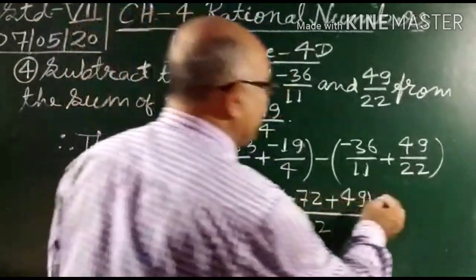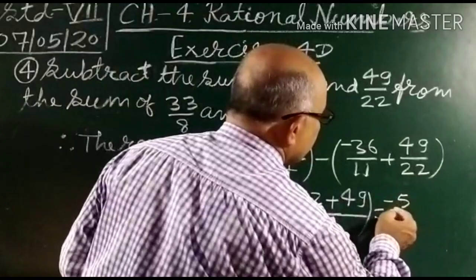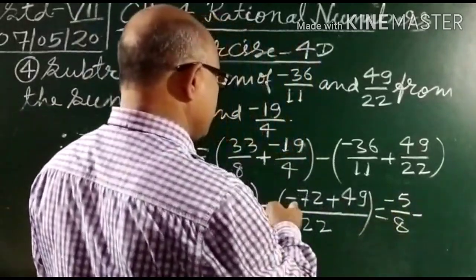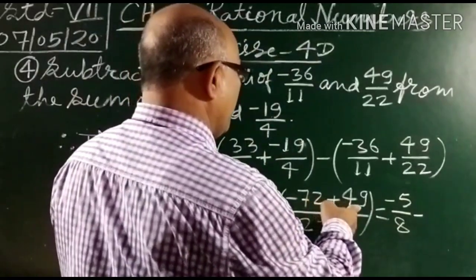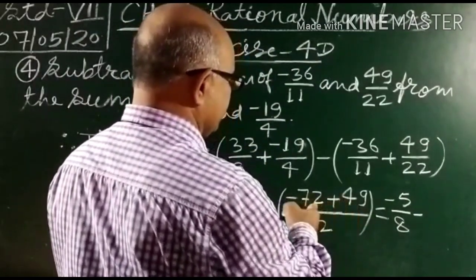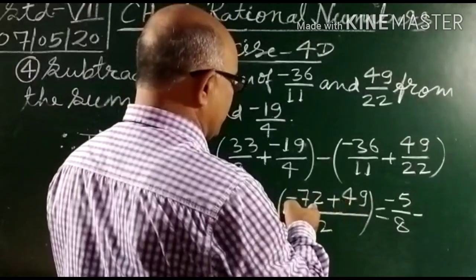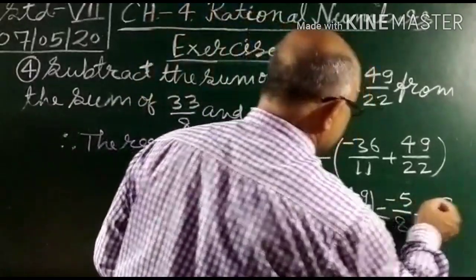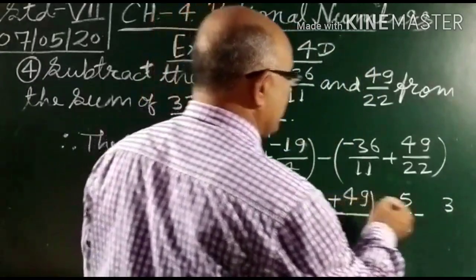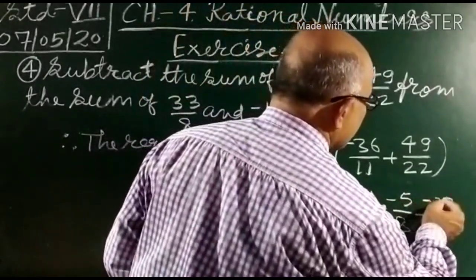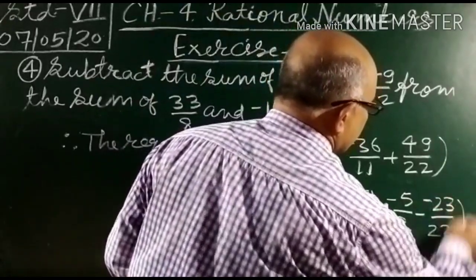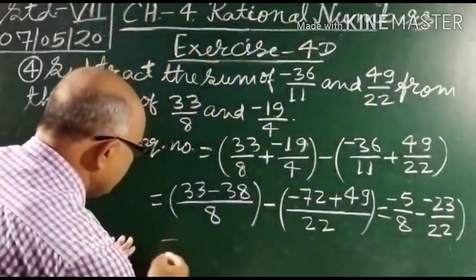33 minus 38 is minus 5 by 8, minus 72 minus 49. Minus 72 plus 49. So 12 minus 9, 3. And 6 minus 4 is 2. So minus 23 by 22.